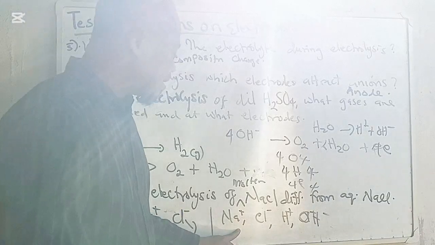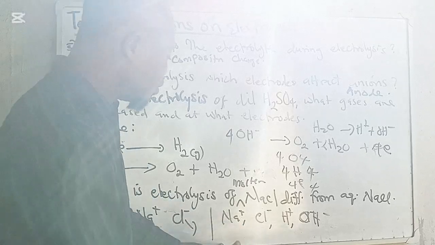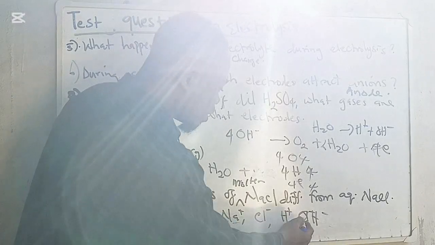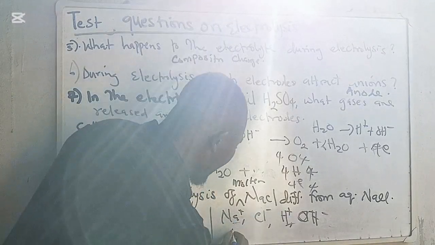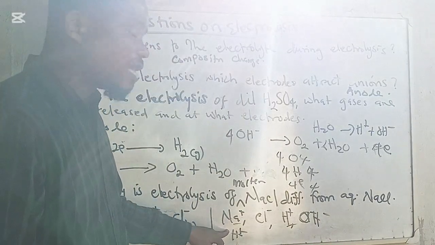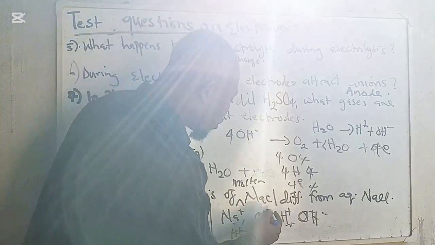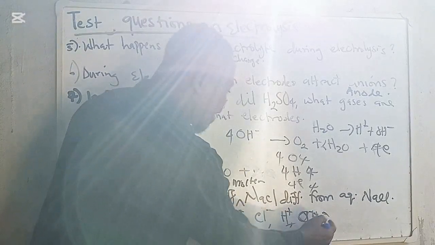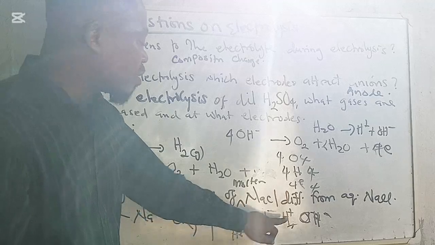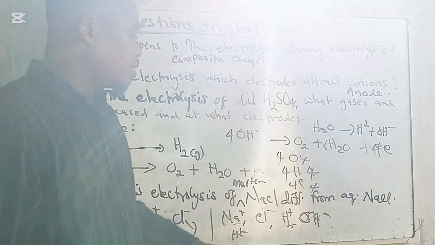Now, for the aqueous sodium chloride, you're going to see that sodium is in competition with hydrogen ion, and hydrogen will be discharged. Hydrogen will be discharged in preference to sodium because it is less reactive and lower in the electrochemical series. And also here we have chloride ion and hydroxide ion. Now, in this case, chlorine will still be discharged because chlorine is preferentially discharged ahead of oxygen.